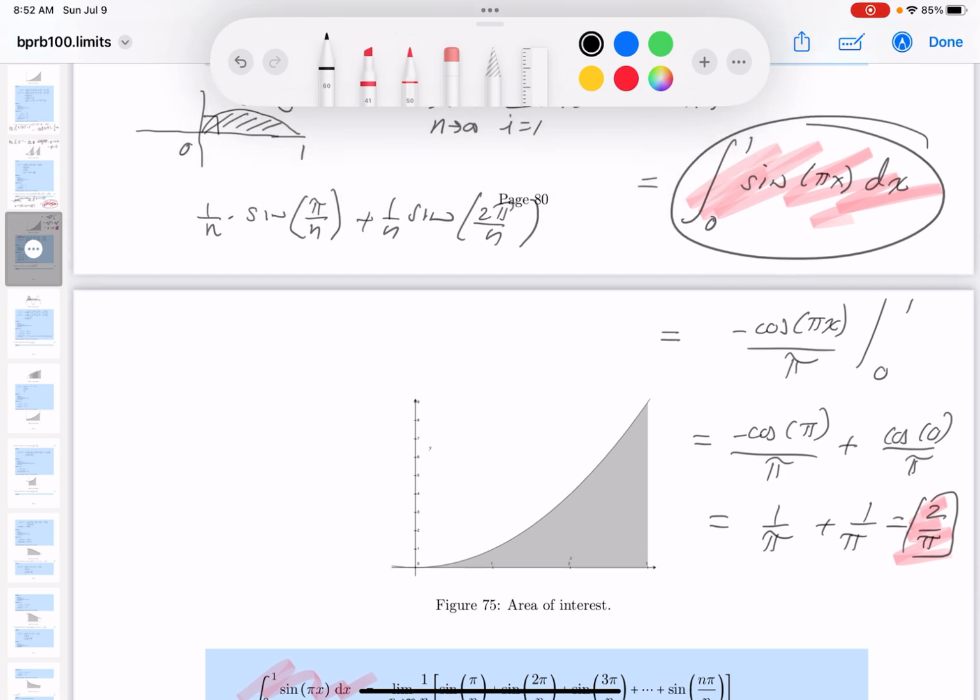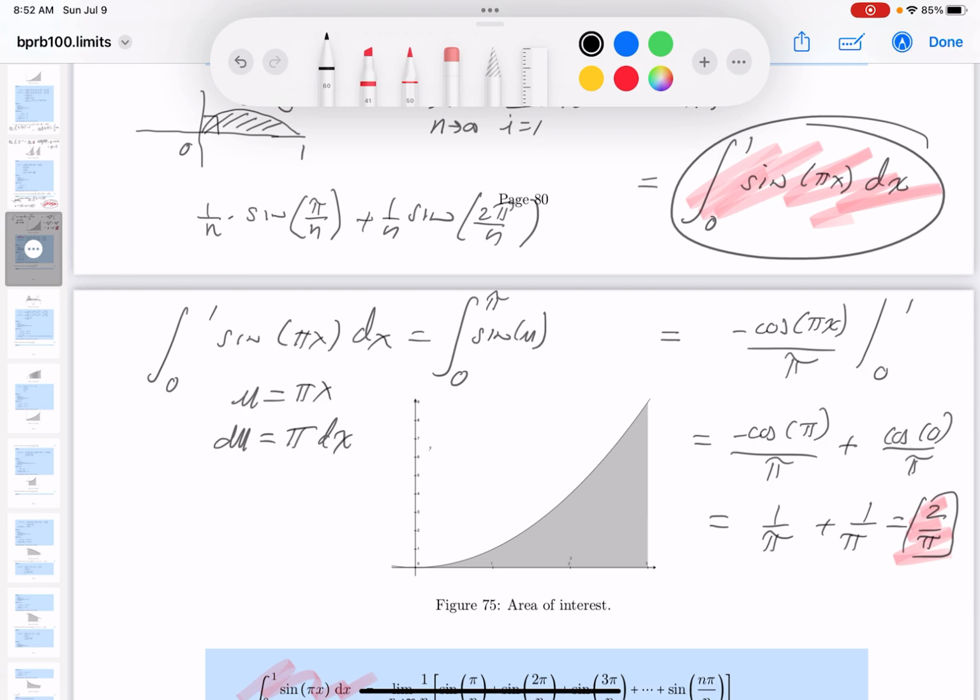And I like to do it by u-substitution. So I'm going to say integral from 0 to 1 of sine pi x dx. I'm going to let u equal pi x. That means du is equal to pi dx. Let's make this substitution. If x is 0, u would be 0. And if x is 1, u would be pi. You would get sine of u. And what's dx? dx looks like du over pi. Let me write it a little bit differently. 1 over pi, integral from 0 to pi, sine of u du.